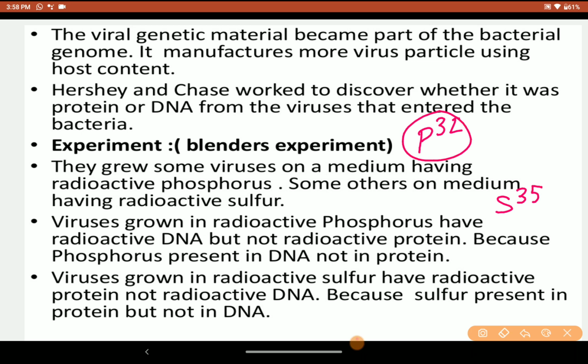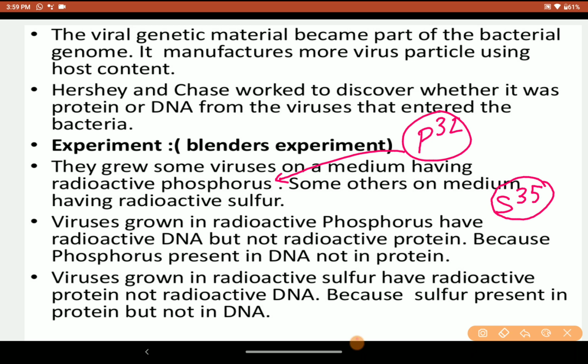As you know, phosphorus is a component of the DNA: phosphodiester bond, phosphoric acid, nitrogenous base, sugar and phosphate. So phosphorus is the main component of the DNA. If you use radioactive phosphorus, that means the DNA is getting radioactive. Now, if you are using radioactive sulfur, you know that sulfur is an important component of the proteins. So if you use S35, or radioactive sulfur, what does that mean? That the proteins are going to be radioactive.